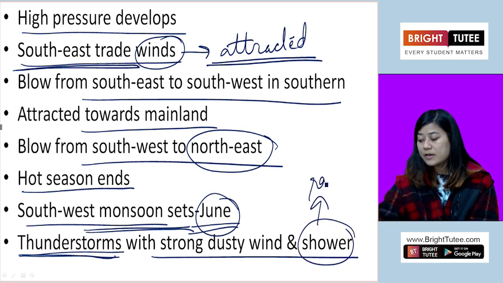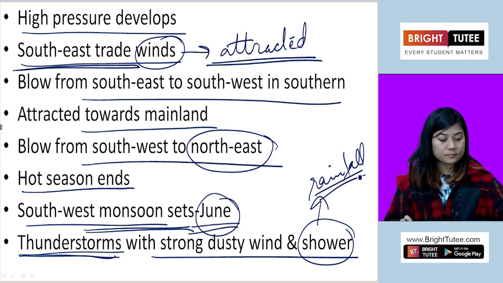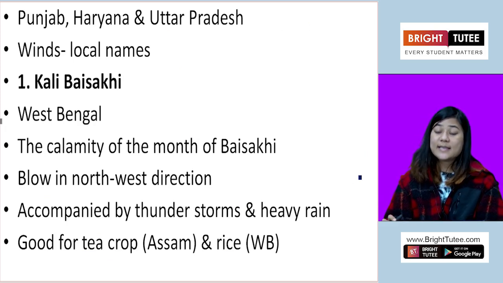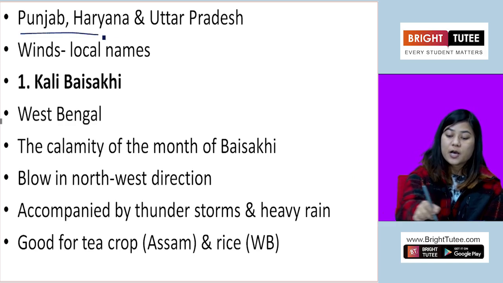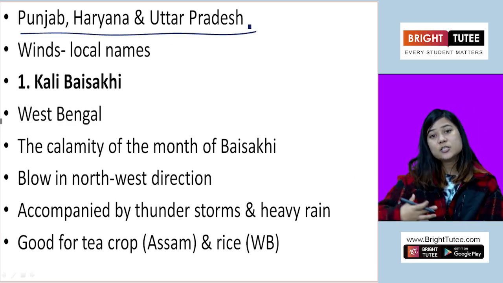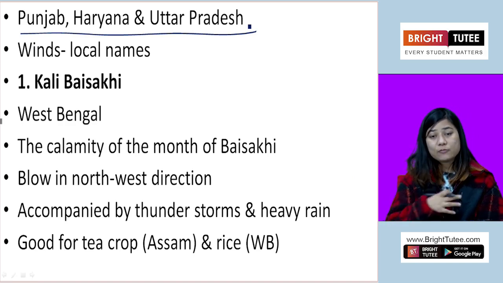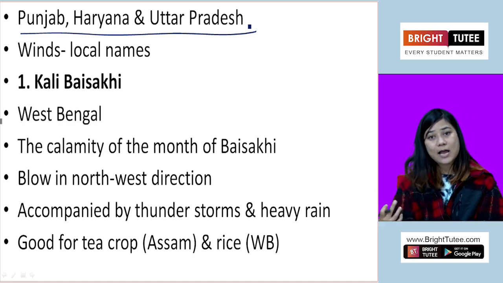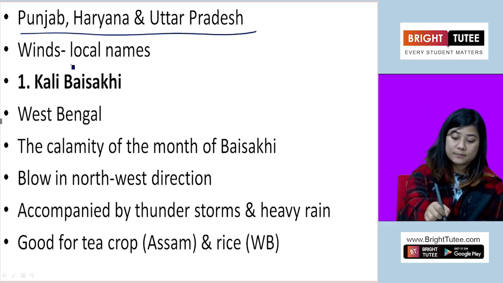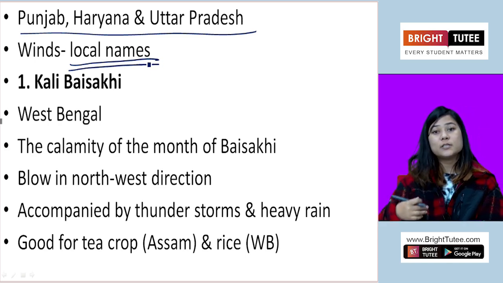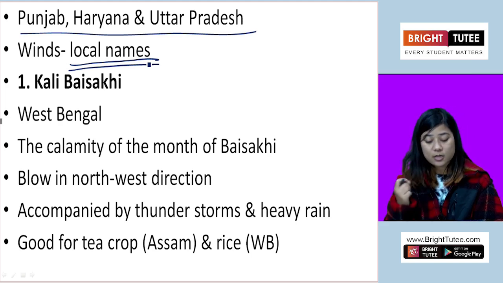Shower means rain, rainfall. And that is experienced in the whole of North India. So in Punjab, Haryana, Uttar Pradesh, such weather conditions are experienced. Now this wind, which brings showers as well as thunderstorms, has local names. It is called by different names in different places. Now let us look at those names.